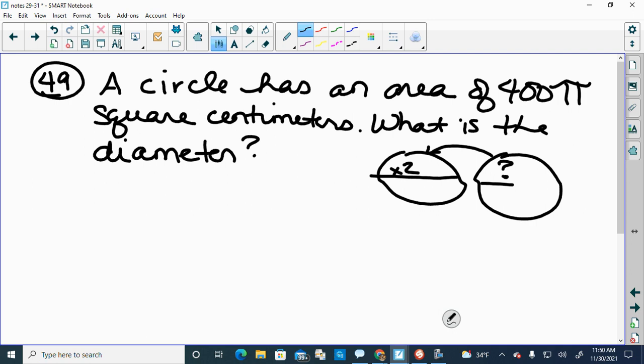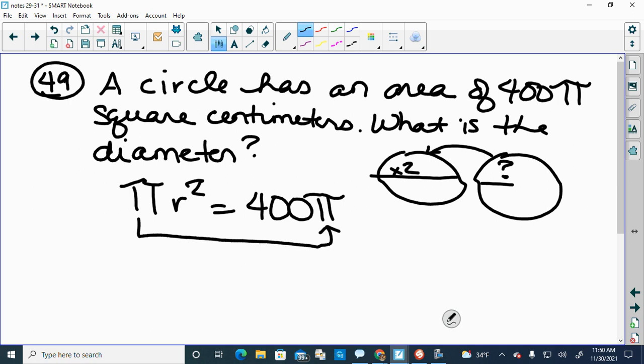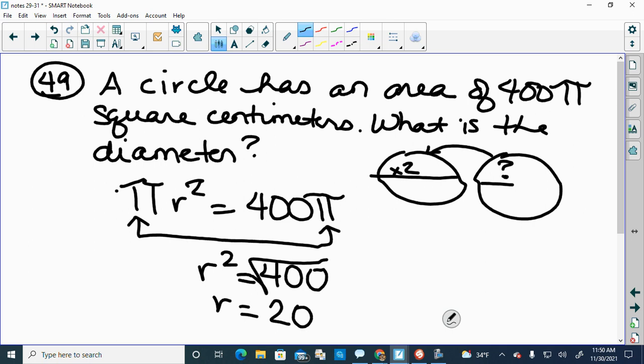Okay, so just like the last one, it's pi r squared, and they have 400 and it's pi. The pi part stays the same, so we're just ignoring that part. Really we're solving for r, just like the last one. To solve for r, you've got to take the square root of 400 to get r by itself. So r is going to be 20 when you put it in your calculator. So 20 times 20 is 400.